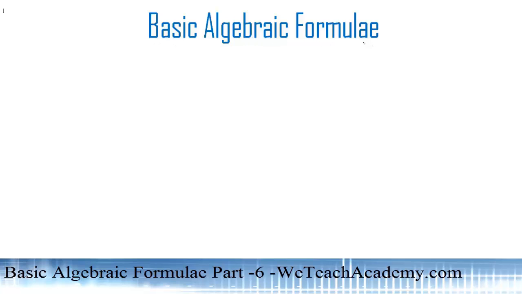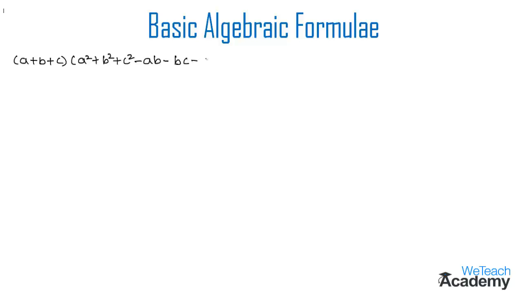In our previous video we have already derived a formula for (a plus b) into (a minus b). In this presentation we are going to derive a formula to multiply large expressions. For example, here we have (a plus b plus c) into (a square plus b square plus c square minus ab minus bc minus ca). This product of expressions will be very confusing and difficult. To overcome this confusion, let us derive a formula by just multiplying both the expressions.